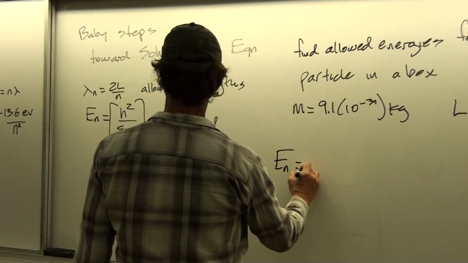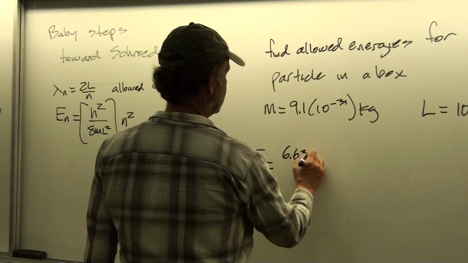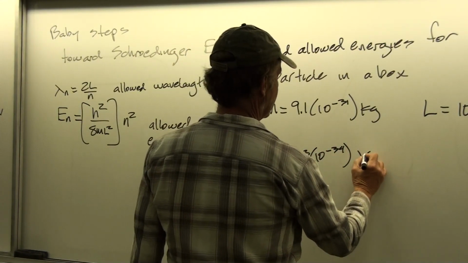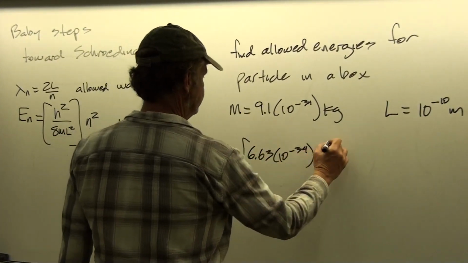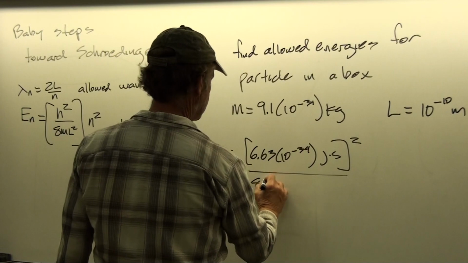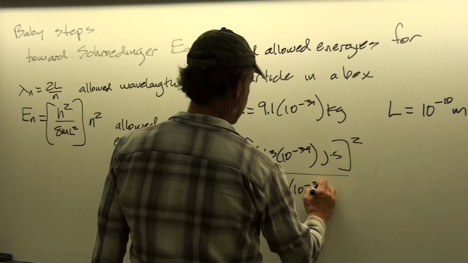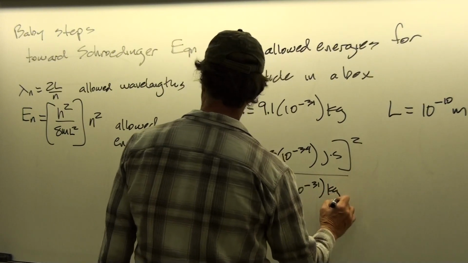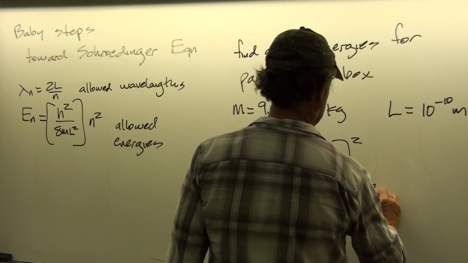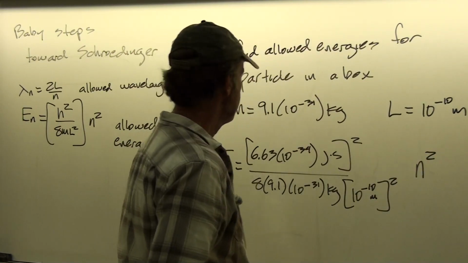E_n then is just going to be Planck's constant squared, 6.63 times 10 to the minus 34 joule seconds, squared, divided by 8 times the mass of the electron, 9.1 times 10 to the minus 31 kilograms, times L squared, which is 10 to the minus 10 meters squared. And that's all times n squared.